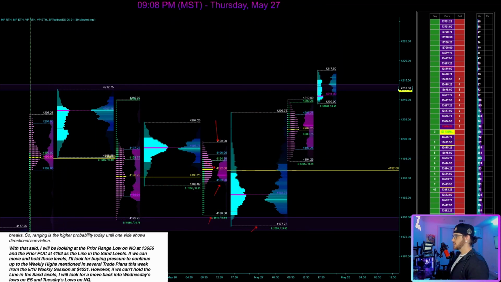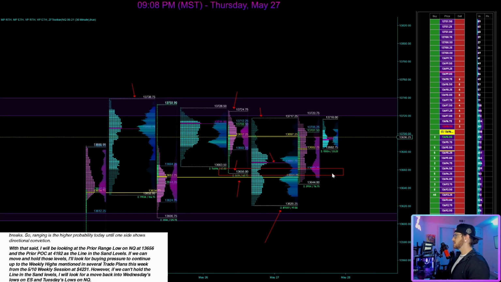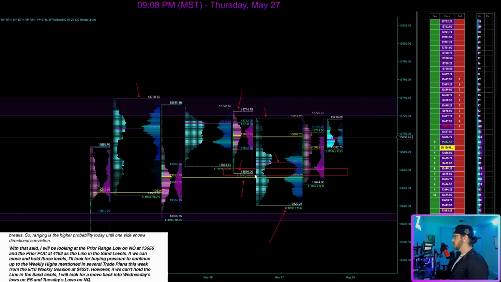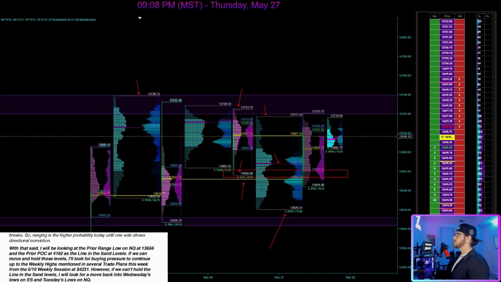And we, once again, did not touch that POC on ES. And on NQ, we did not move and hold above the prior range low for very long at all. So that shows us that buyers were interested when we came down in this area. And we did indeed actually close this naked point of control from the 25th on NQ. So that is something to be noted as well.